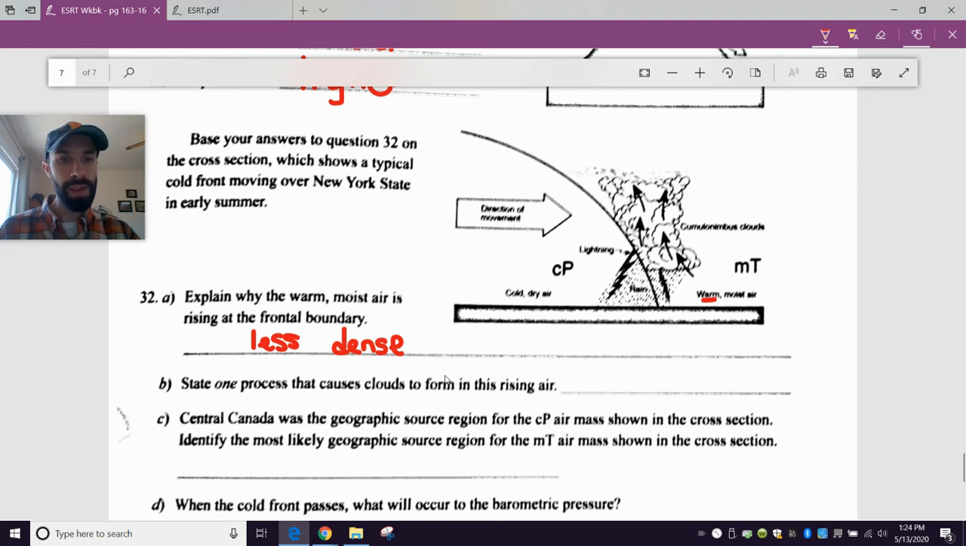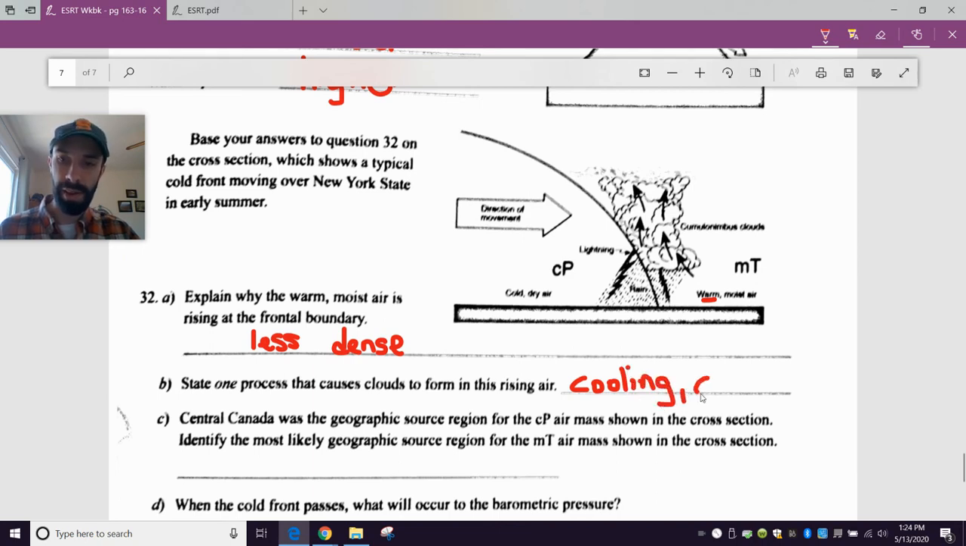Okay? State 1 process that causes clouds to form in this rising air. You could say a lot of different things. I would say number 1, it's cooling off. Okay? Why is it cooling off? Because it's getting pushed up higher into the atmosphere, and it cools off as it rises.